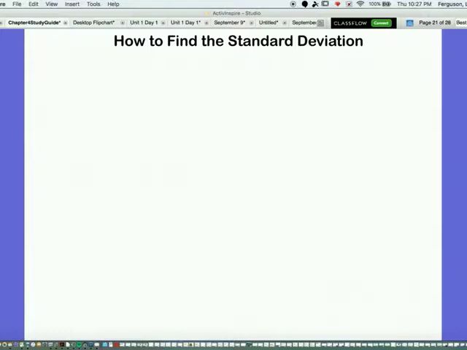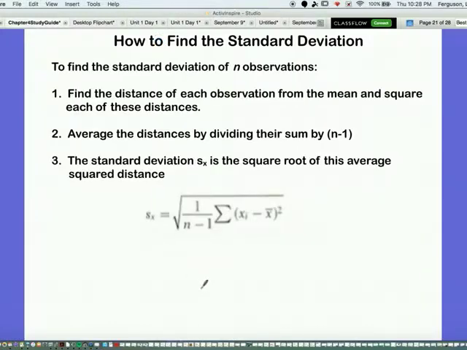The first thing we will talk about with the better measures of spread is how to find standard deviation. The first thing you do is find the distance of each observation from the mean and square each of these distances. Step 2 is average the distances by dividing their sum by n minus 1. The standard deviation, S sub x, is the square root of their average squared distance.